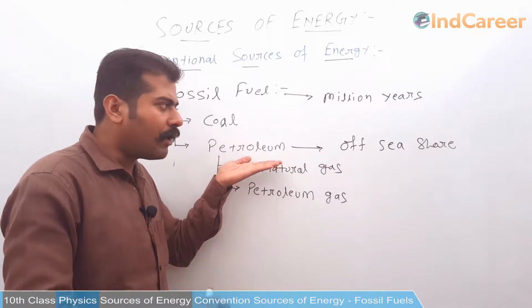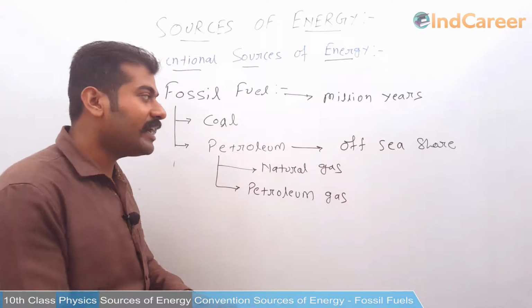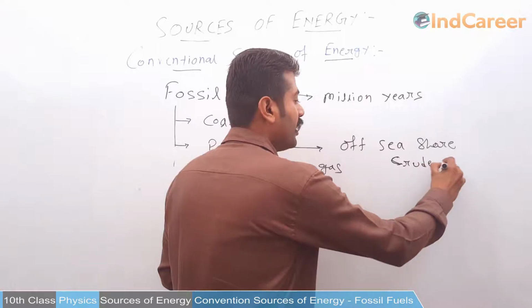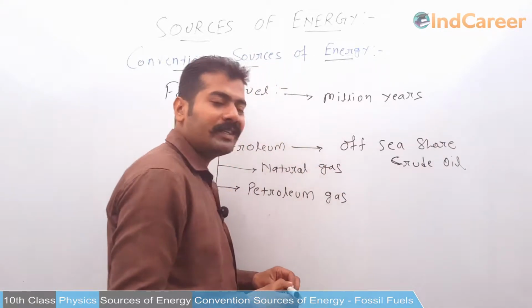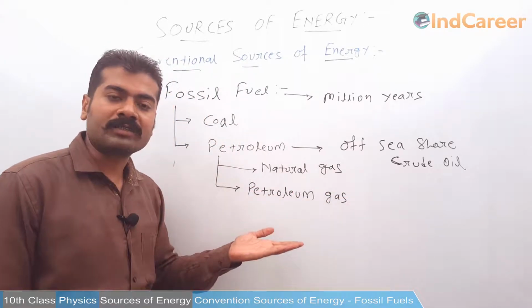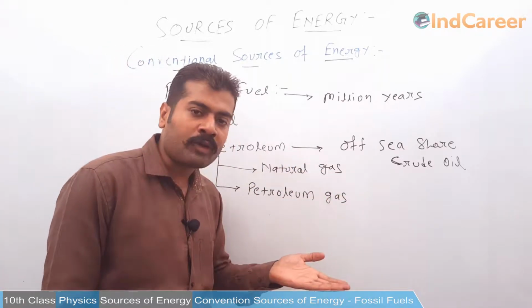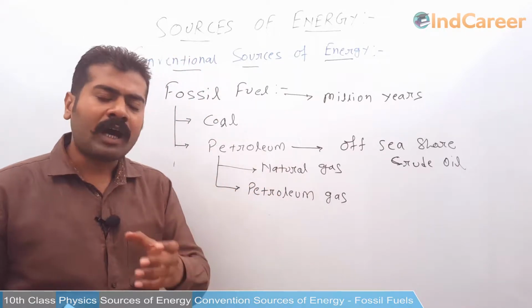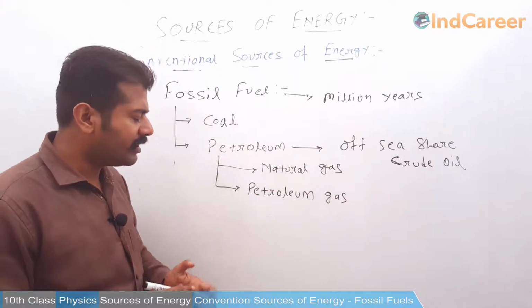Petroleum is first found in the form of crude oil in offshore areas, and through a process we convert these crude oils into petroleum products. There are different petroleum products. We have petrol, diesel, LPG. We will look into how these petroleum products are made later in this video.